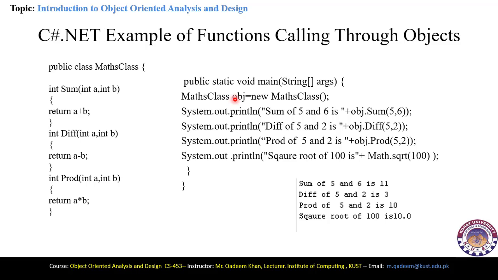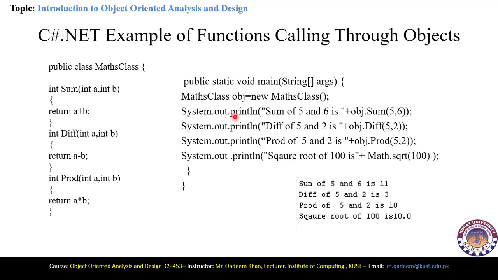By instantiating here, we mean that we have declared first the MathClass, then the object name, and then the equal symbol, and also the new operator, which gives the memory to the MathClass, and then the constructor MathClass. Using this object, we have in fact called the different functions that we defined inside the MathClass.